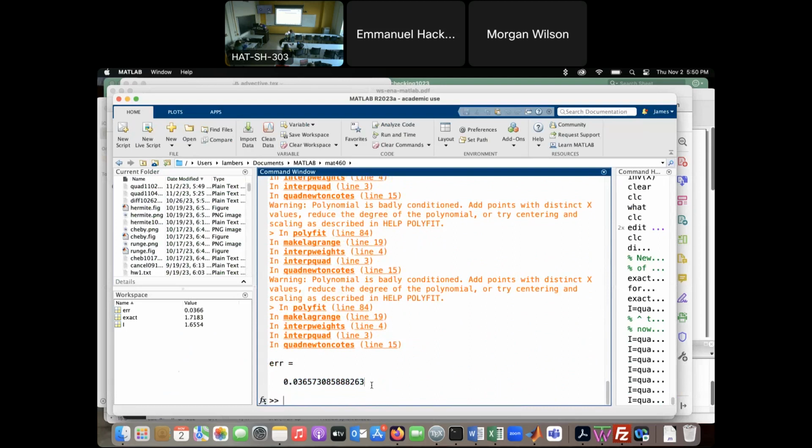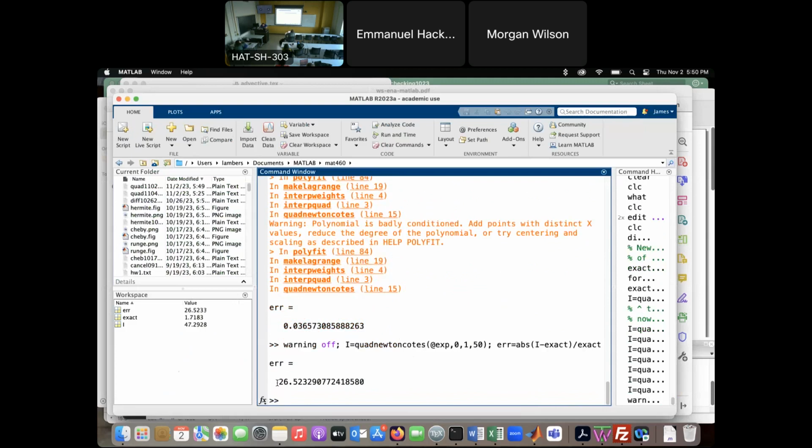Okay, and in fact, I'll just do one more. 50 nodes. Wait, actually, before I do that, I'm going to turn warnings off. I don't want those annoying messages again. And yeah, it's messy. Relative error should never, ever be greater than 1, because if relative error is greater than 1, you might as well just have 0 for an approximation, because that would be better.